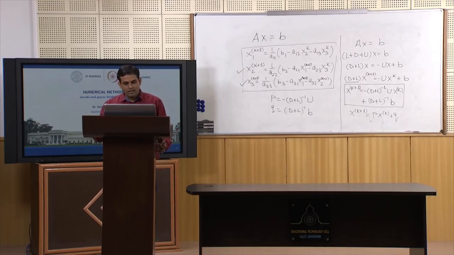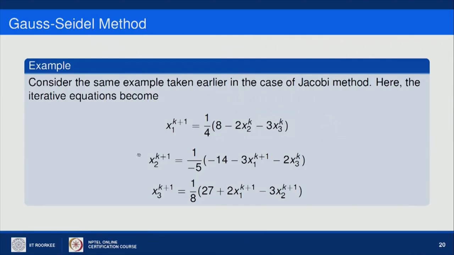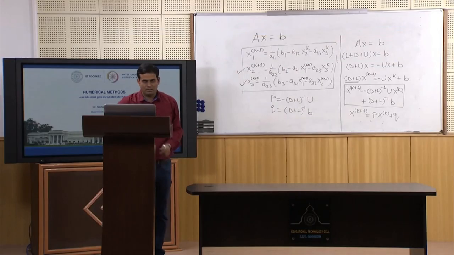For that particular example, the three iterative equations, for x1, x2 and x3, can be written in this way. Here you can note down this particular term and these two terms. Here we are using the updated values, as I told you in the derivation of this method.